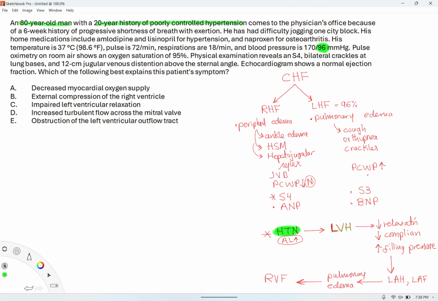So the stiffness, I hope you understand. Hypertrophy leads to stiffness. He comes to the physician's office because of a 6-week history of progressive shortness of breath.